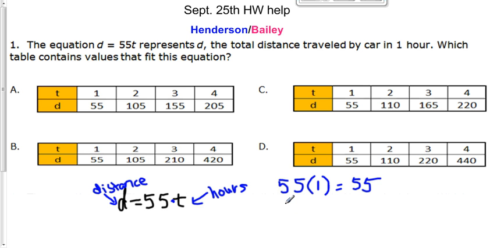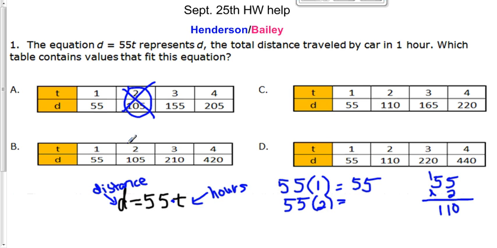So let's plug in the 2. We want to do 55 times 2. Remember, no sign means to multiply. Now you might need to set it up one on top of the other so your brain can actually see. Your hand can tell your eyes to tell your brain what's going on. So we have 55 times 2. 2 times 5 is 10. Carry your 1. 2 times 5 is 10, plus 1 is 11. So it's 110. Here, the answer is 105, so this is not my answer.